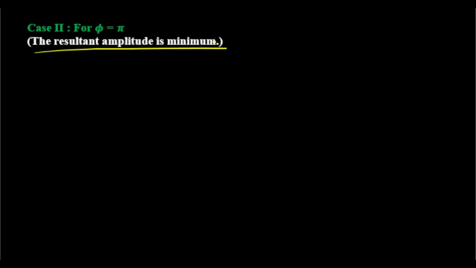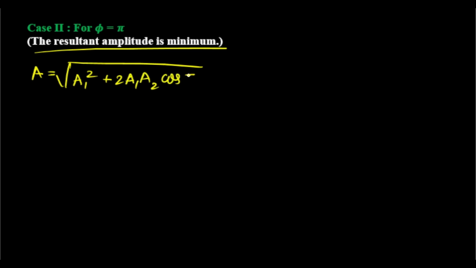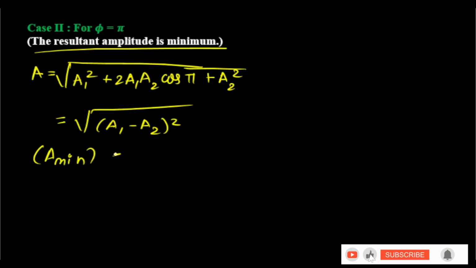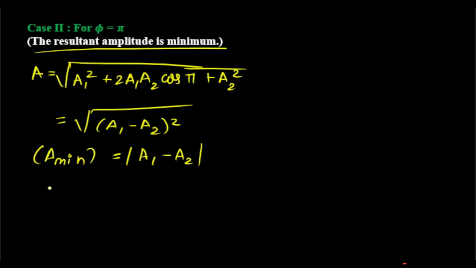Now let us look at case 2, where the resultant amplitude is minimum. Here we get a is equal to root of a1 square plus 2 a1 a2 cos pi plus a2 square, which is equivalent to root of (a1 minus a2) whole square. So a minimum is equal to mod of a1 minus a2. If the amplitudes of the waves are equal, a1 is equal to a2 is equal to a, then the resultant amplitude a minimum is 0.